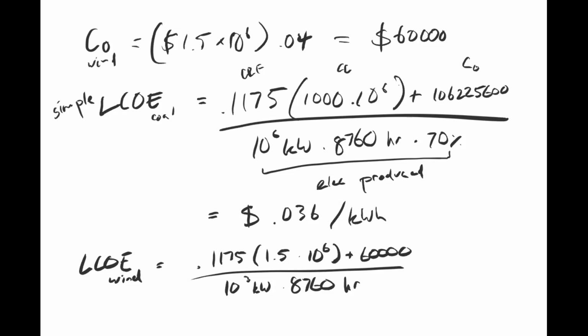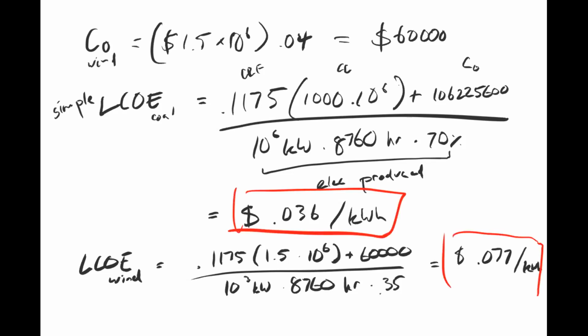Hour times 0.35, and that's equal to 0.077 dollars per kilowatt hour. Okay, so this is the final levelized cost. It's the most apples to apples comparison of the cost of electricity being produced from a coal plant versus a wind plant.